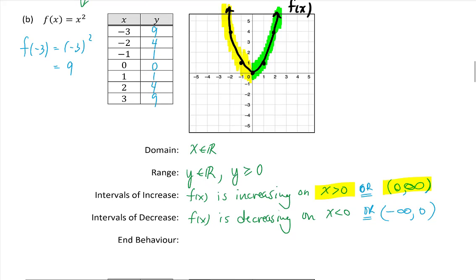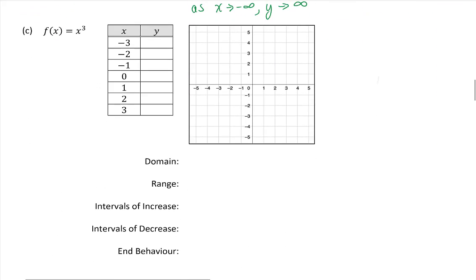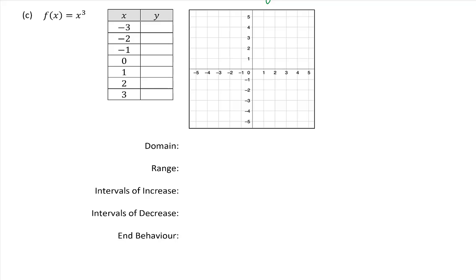Finally, let's look at the end behavior, and we'll use our short notation. So as x goes to infinity, you see that the y values keep on getting larger and larger, so y is going to infinity. And then if we look at x going to negative infinity, we see that y goes to positive infinity again. As the x values get larger and larger in the negative direction, the y values get larger and larger in the positive y direction. So again, pause the video at any time and try these yourselves, and then check the work.